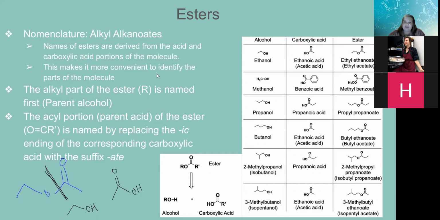Everybody good there? So if you're given the names, you'll get something like this guy plus this guy equals what, and then name it. Or they'll be like, what components is this guy made of? So then you take the propyl, it becomes propanol, and then propanoate just becomes propanoic. Does that make sense to everybody?